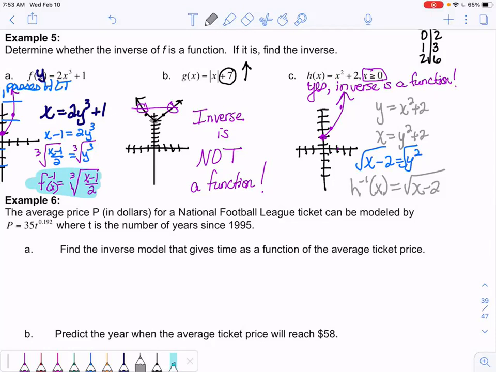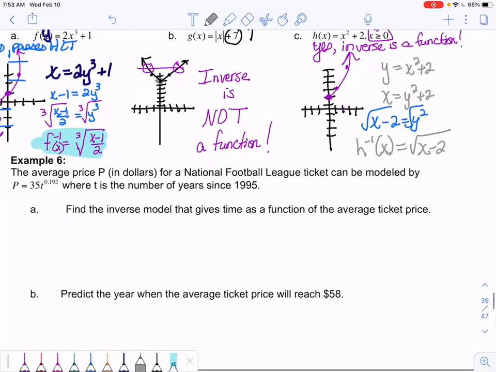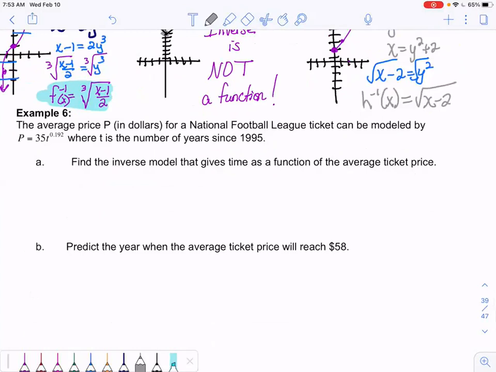So the last thing we are going to look at is this little word problem talking about the NFL, which just had the Super Bowl this past weekend. It says the average price for a National Football League ticket can be modeled by the equation P equals 35T to the 0.192, where T is the number of years since 1995.